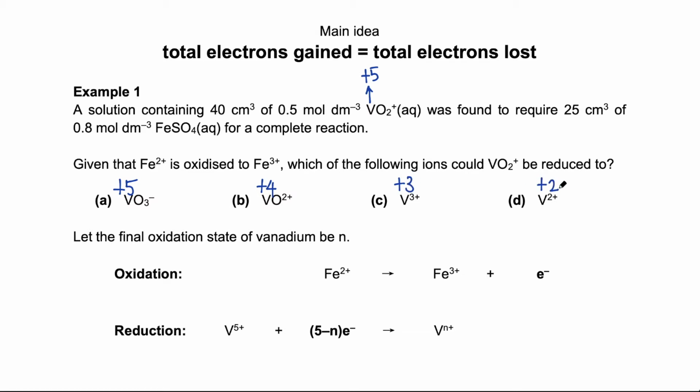So in other words, the question is saying vanadium is being reduced. Iron 2 sulfate is my reducing agent. Given this amount of reducing agent, what has vanadium been reduced to? These are the options.